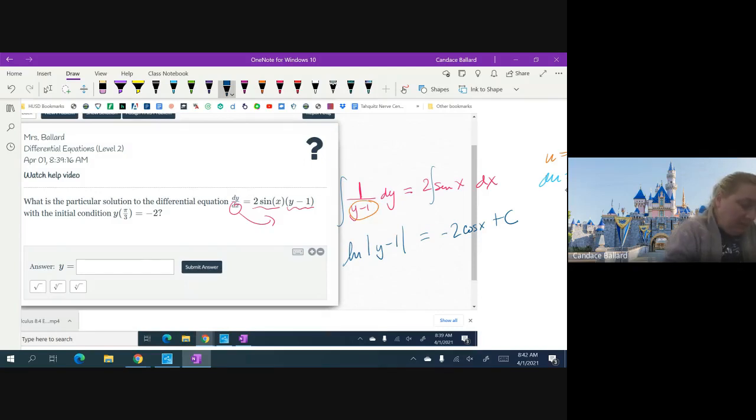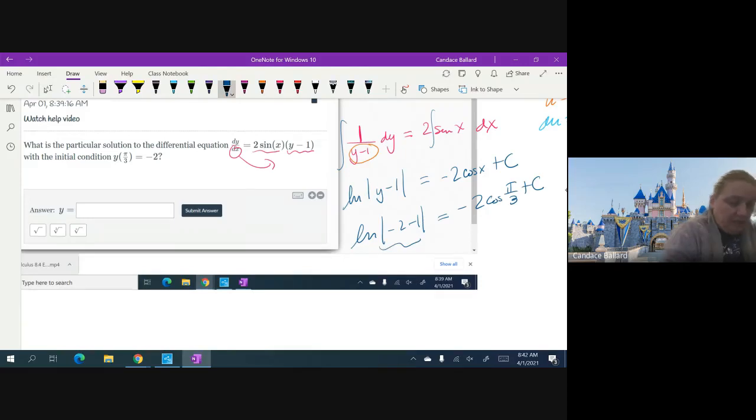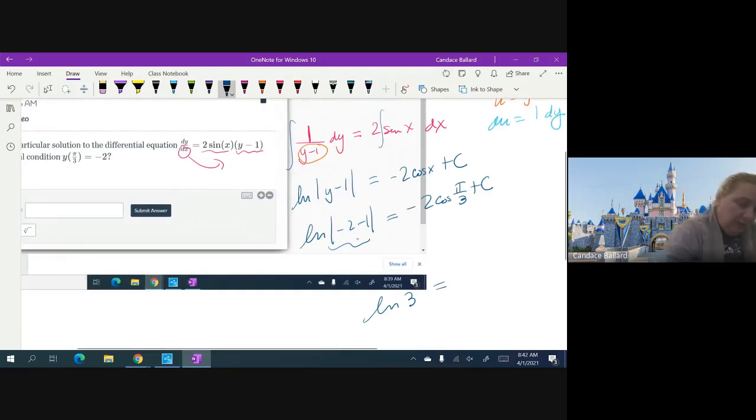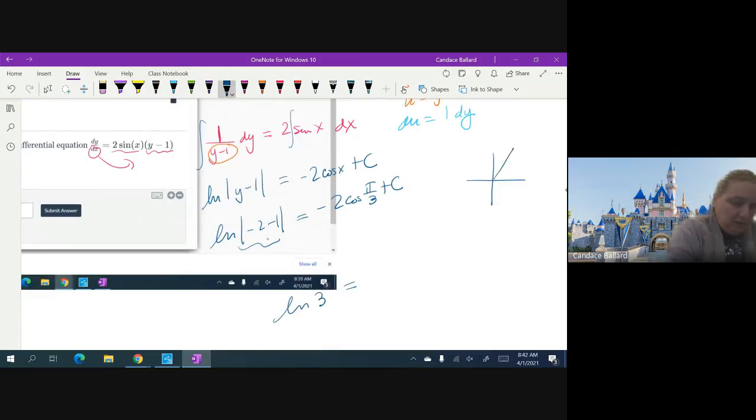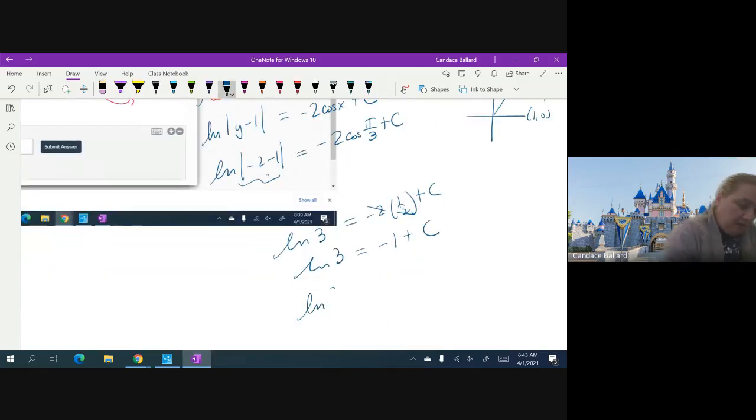We're going to go ahead and plug in the negative 2 for the natural log, and we're going to plug in the pi over 3 for the cosine. And our goal is to solve for c. So let's see, I'm seeing negative 3 in there, and then the absolute value of it is 3. So natural log of 3 equals, and then if I pull out my good old unit circle, pi over 3 is up here. I'm out 1, up 0, so 1, 2, 3. So it's got to be 1/2, which is actually kind of nice. So negative 2 times 1/2 plus c. That was very nice of them to do that. So I have a negative 1 plus c equals the natural log of 3. And then it's the natural log of 3 plus 1 equals c.